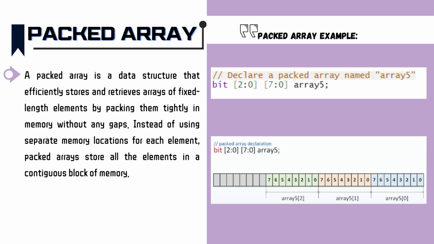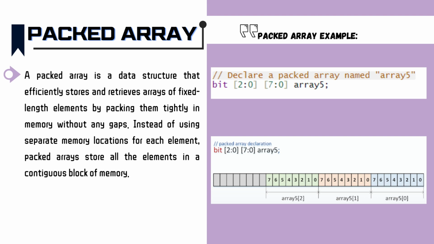This code declares a packed array called array5 using the bit data type. The first set of square brackets, 2 down to 0, specifies the group of 3 registers. The second set of square brackets, 7 down to 0, specifies the 8-bit registers. Since this is a packed array, the memory for this array will be allocated in a contiguous block. The total memory size required for this array will be 24 bits, 8 elements asterisk 3 bits per element.